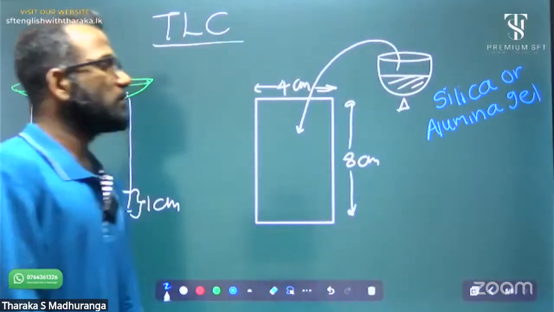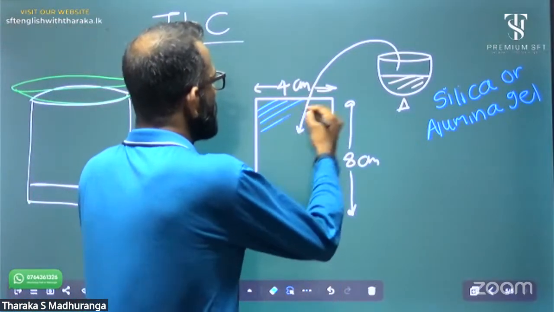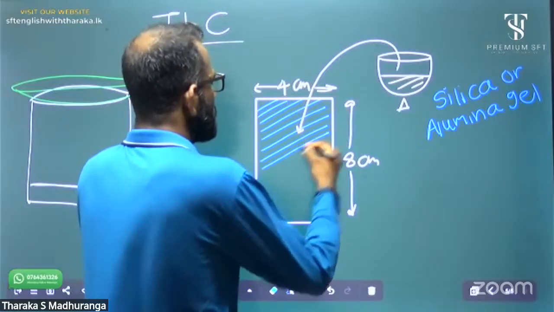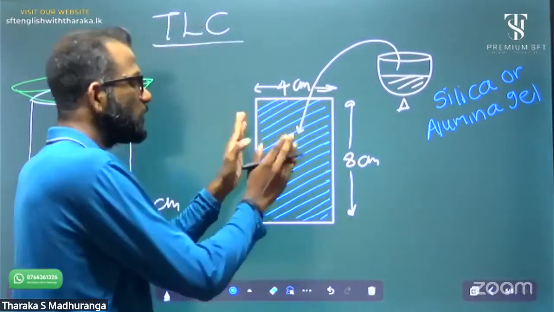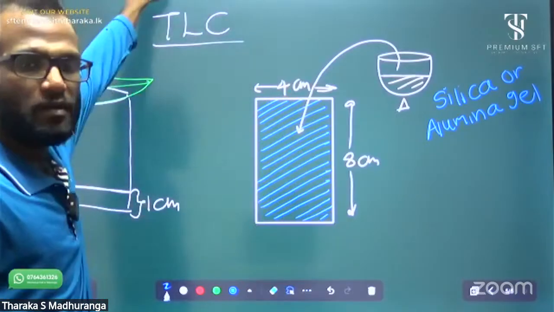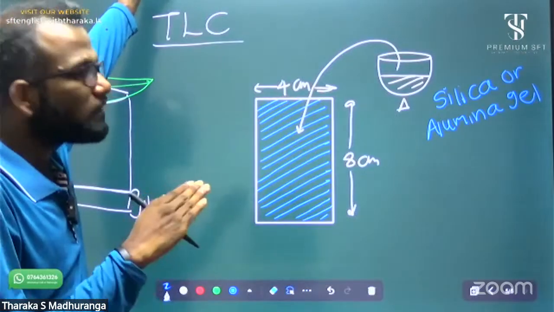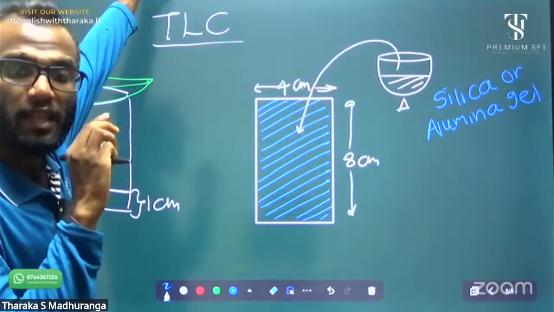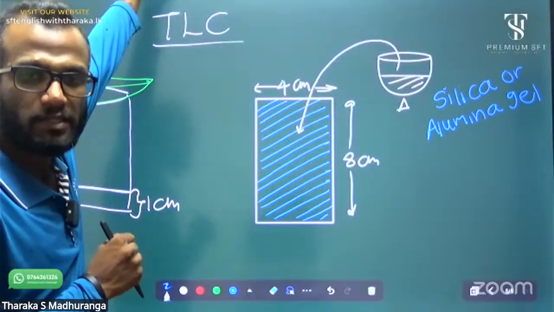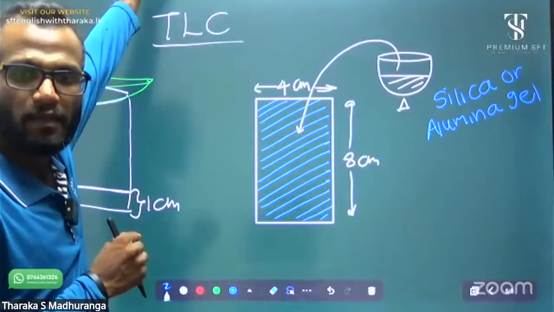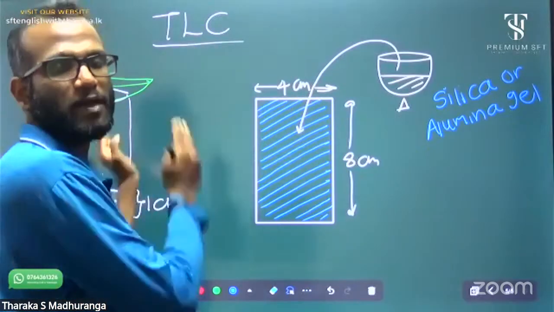Silica or alumina gel, right? Now I have prepared a very thin layer. Then we keep it some time for solidification. When the liquid cools, it is converted into a very thin gel layer on the glass plate. Up to now, okay? Only one step is different. All others are the same as paper chromatography.